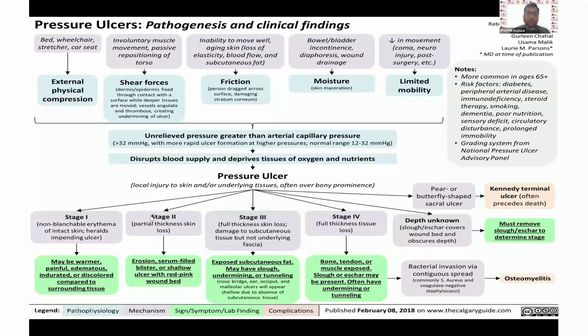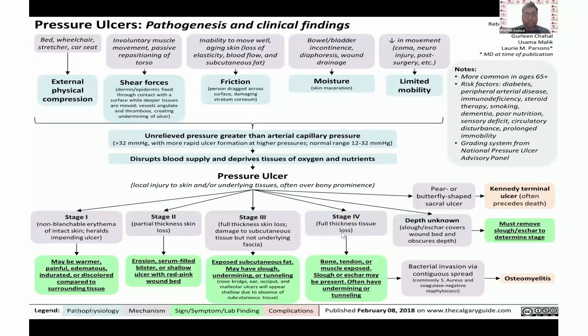So how is the pressure ulcer staged? Stage 1, stage 2, stage 3, stage 4, and deep depth as unknown, that is stage 5, which is not included in that, but it's the depth unknown, which is not seen, it is hidden. So in stage 1, non-blanchable erythema of intact skin heralds the impending ulcer, which is most common, and if you notice it initially, then you can save this patient from stage 4. Stage 2 is partial thickness skin loss. Stage 3, full thickness skin loss, damage to the subcutaneous tissue, but not underlying the fascia.